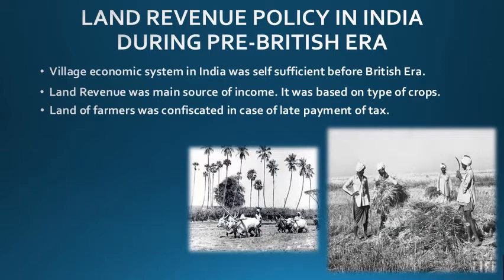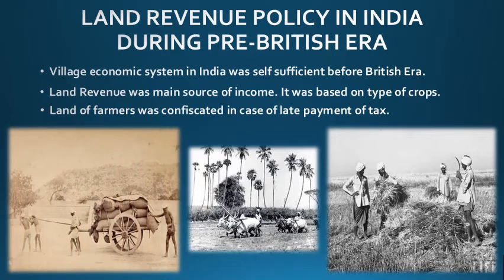Land revenue was the main source of income of the state. During the pre-British period, revenue was based on the type of cultivated crop. Revenue was mainly collected in the form of grains. Even in the case of late payment of tax, the farmer's land was not confiscated.